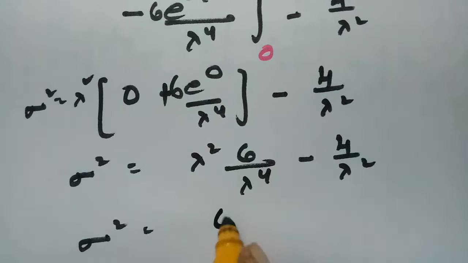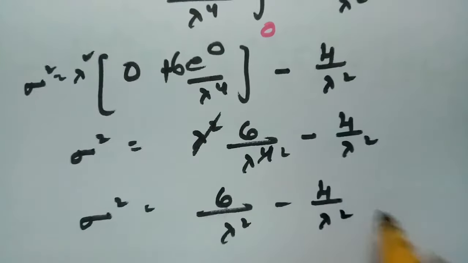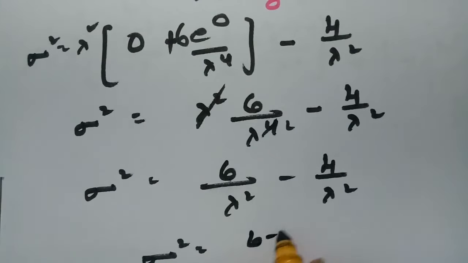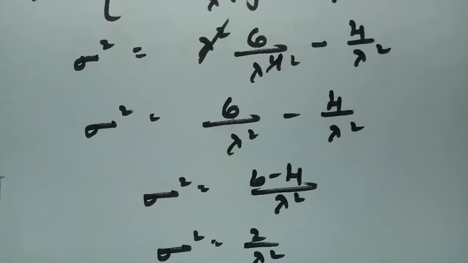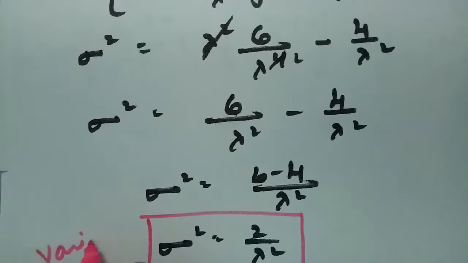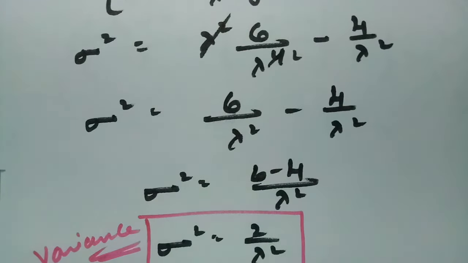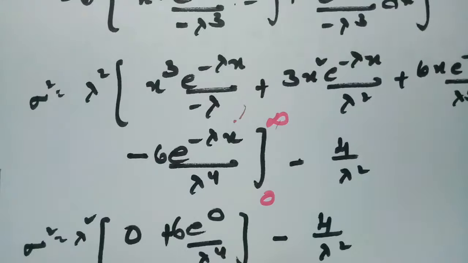So the variance will be, if I cancel lambda square for 2 times, 6 minus 4 by lambda square, and this is 2 by lambda square. So this is the variance of the distribution. This is how we have to solve. This is also so simple if you follow integration by parts. So this is minus 6x, and this is minus 6 into e power minus lambda power 4, and this is how we have to solve.